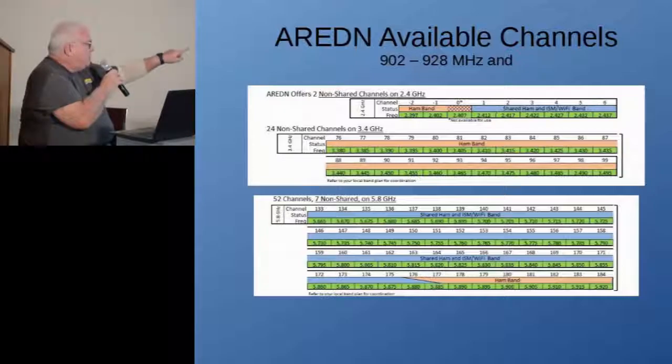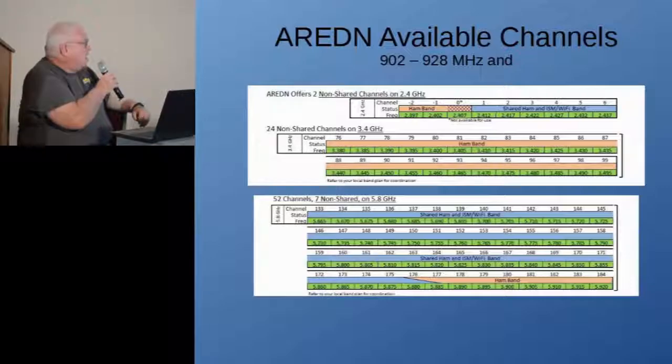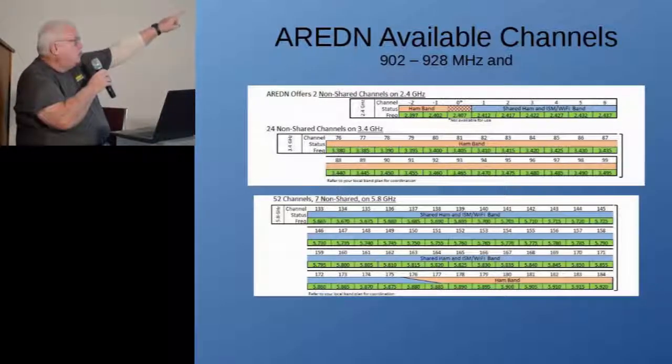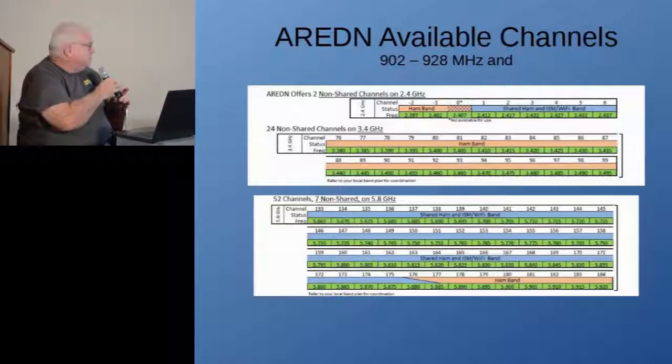Okay, and the bottom one, 5.8 gigahertz. You'll notice at the end of it, we have a ham-only set of frequencies. Right now, we are using channel -2 on the 2.4s and channel 180 on the 5.8s, 5.9 actually.